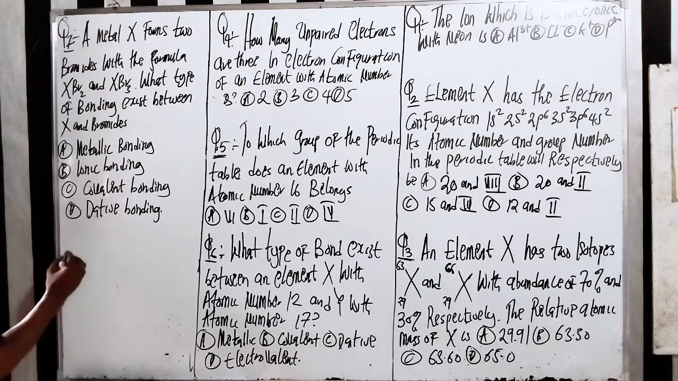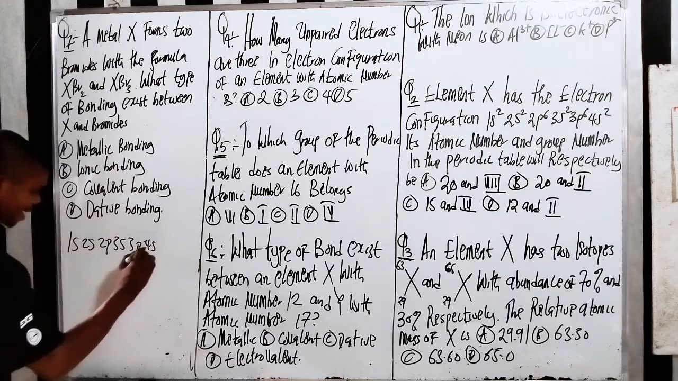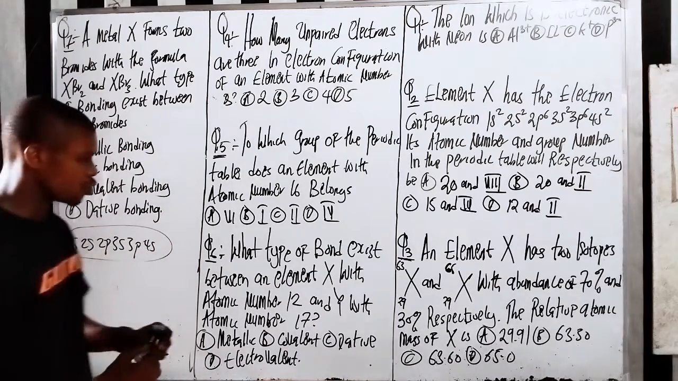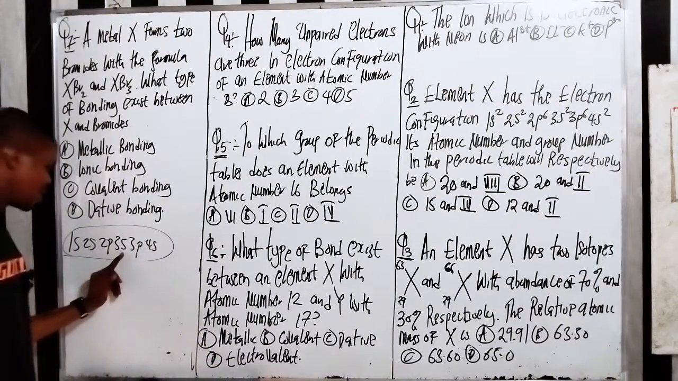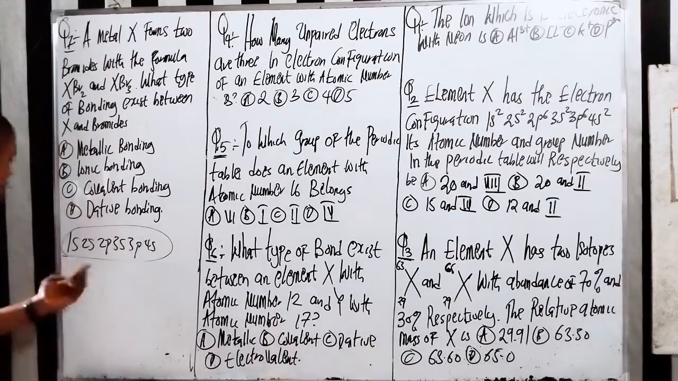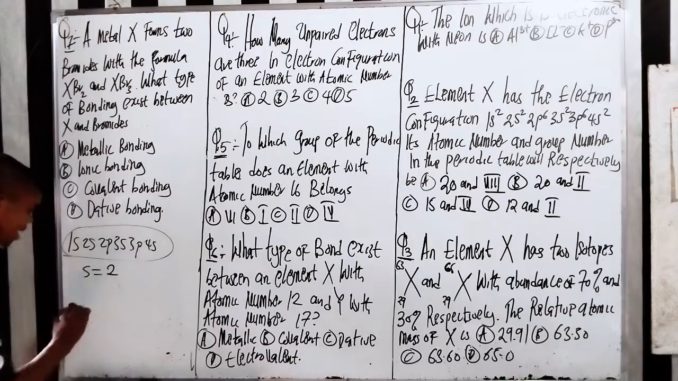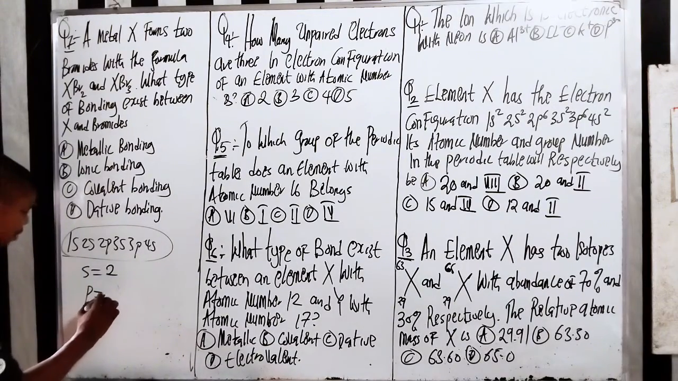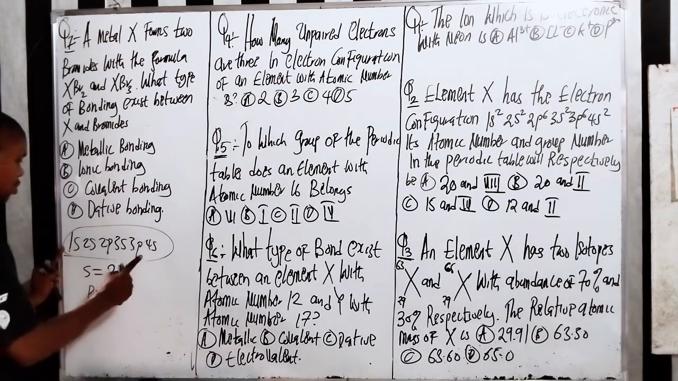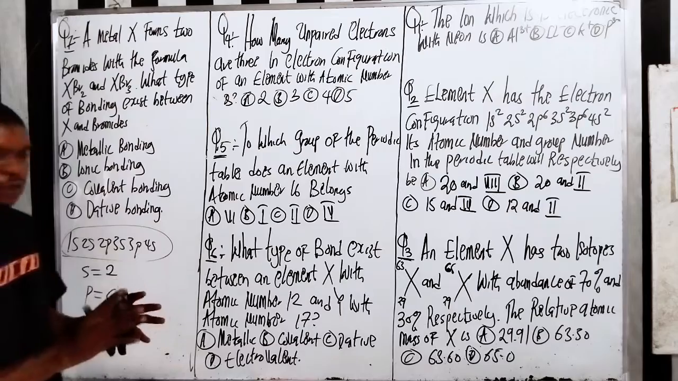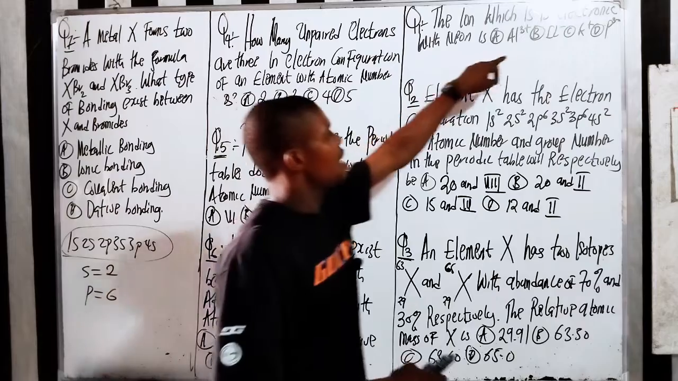For the sake of this class, if you want to write the electronic configuration, you need this order: 1s, 2s, 2p, 3s, 3p, 4s. Majority of what you are going to see here is going to be 1s, 2s, 2p, 3s, 3p, 4s. Remember, s can accommodate 2 electrons, and p can accommodate 6 electrons. So take note from 1s to 4s.